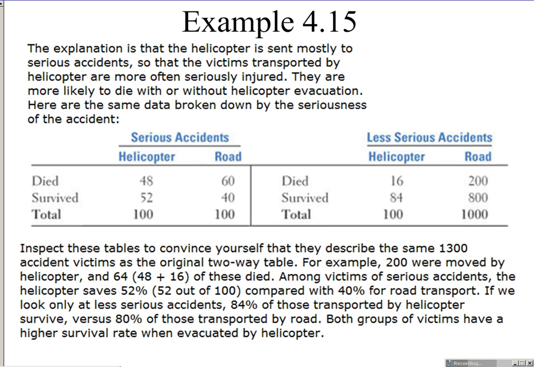We still have within each one of those categories of the seriousness of the accident whether they went by helicopter or by road, and whether they died or survived. Inspect these tables to convince yourself that they describe the same 1,300 victims in the original two-way table. For example, 200 were moved by helicopter, 64 total died. If we look at those moved by helicopter, we have 100 here and 100 here. And the total that died is still 64 patients. So it's the same data, just separated by this third variable of the seriousness of the accident.